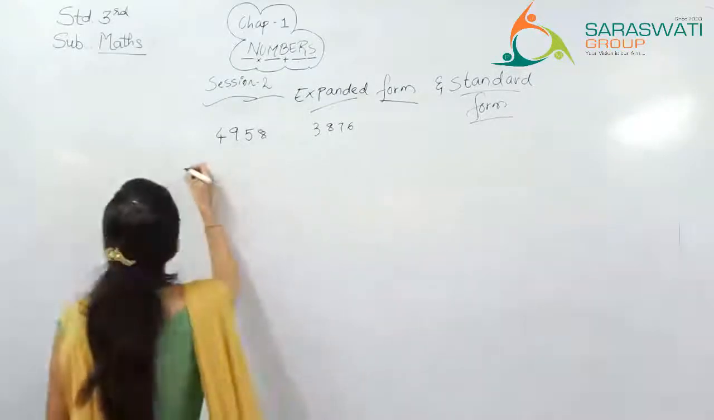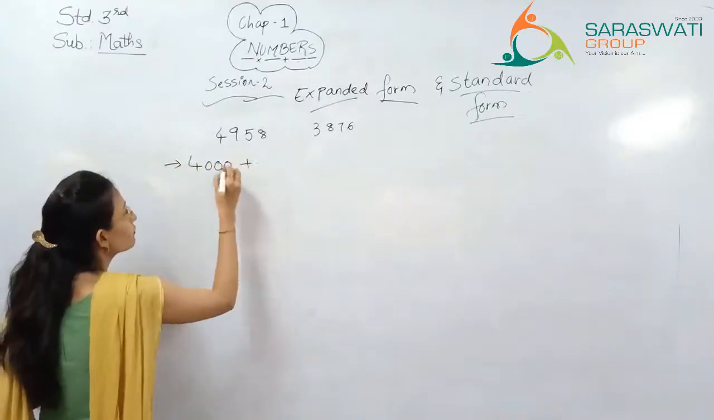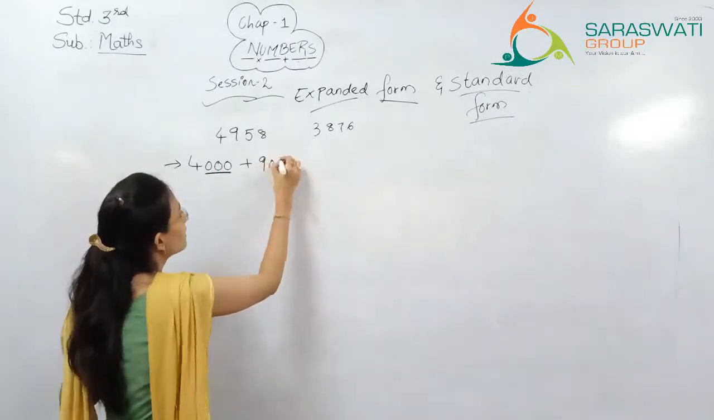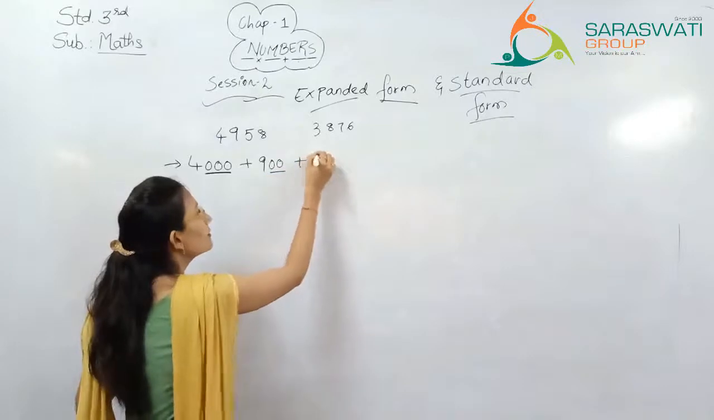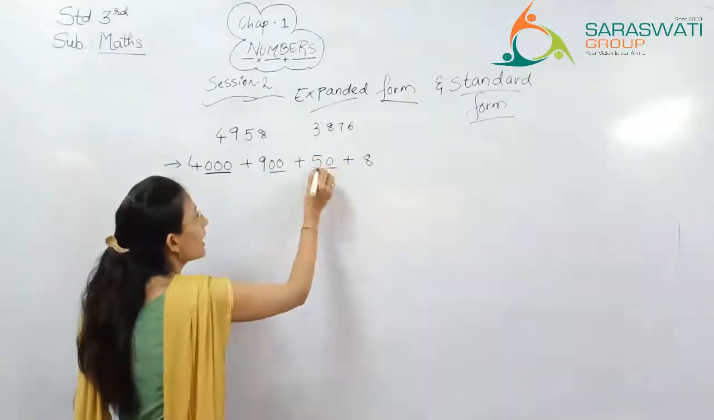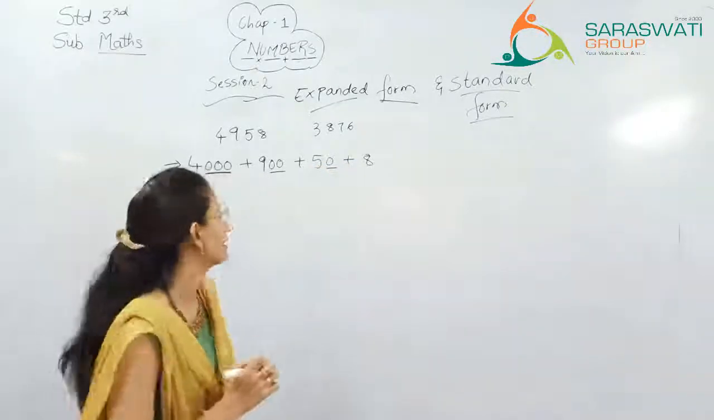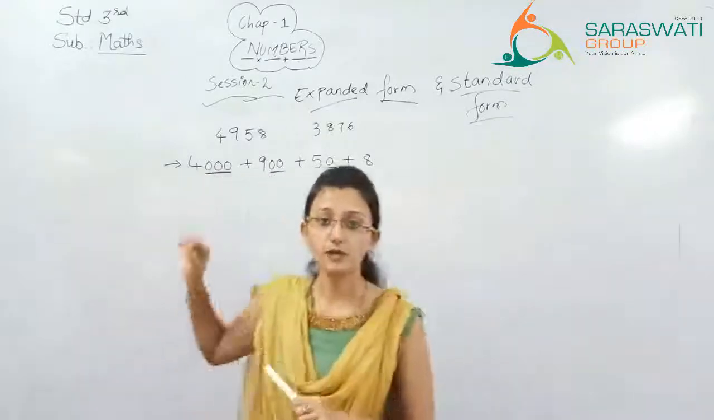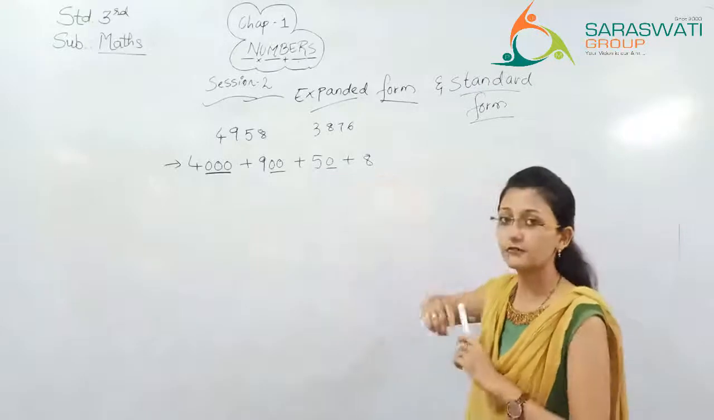So how will you write this in expanded form? You have to write 4000, 4 followed by 3 zeros, 900, 9 followed by 2 zeros, 50 plus 8, 5 followed by 1 zero. So you will write like this, 4958. This would be our expanded form.